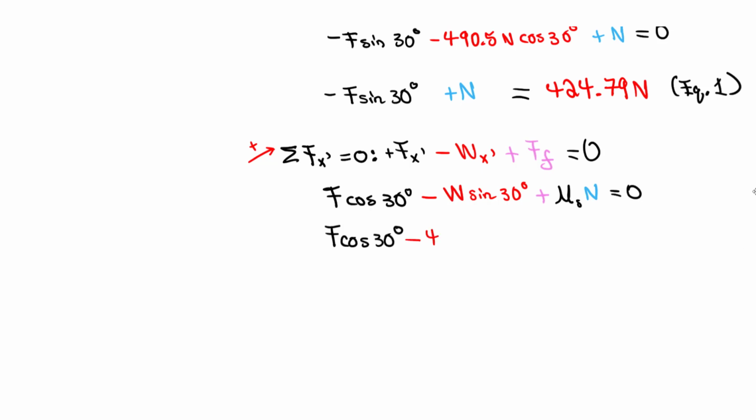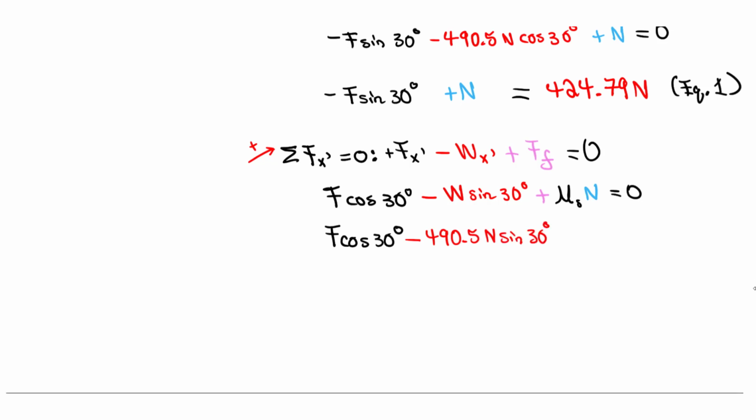The weight is going to be 490.5 newtons sine of 30 degrees, and we do plus, and that is going to be for static, right? So it's 0.25. That's given. We said that at the beginning, times the normal force, and all of this equals 0.